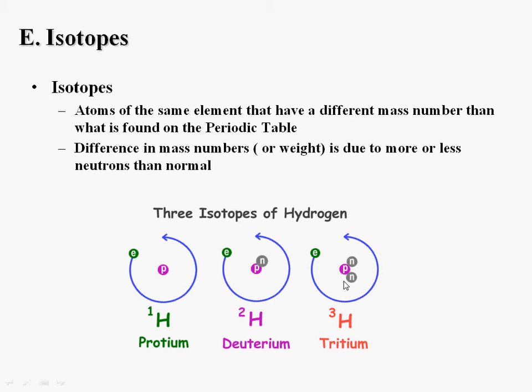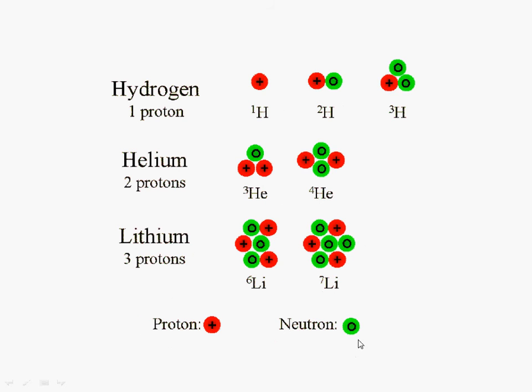The only thing that's changing is the mass number. So if you have a different mass number, you have a different number of neutrons. For example, here's what we just looked at. This is a normal hydrogen, 1 proton. The electron's not shown, that's okay. 1 proton, but this one has 1 neutron. So this is H2, or 2.01 for a mass number.